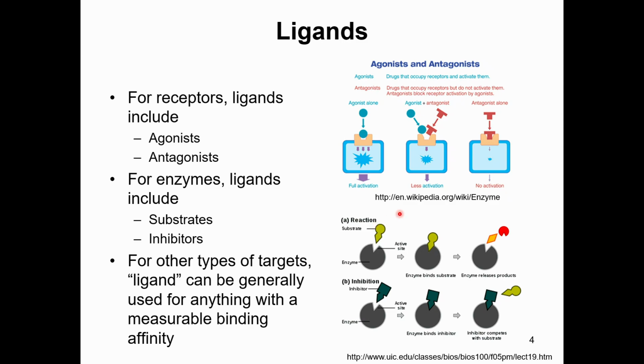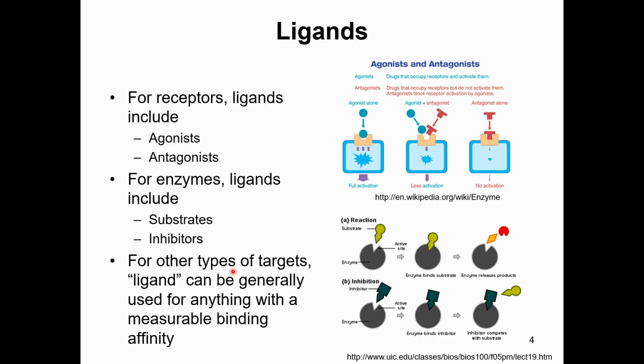Okay, so a little bit more about ligands. For receptors, ligands, the drugs are typically agonists or antagonists. They activate or they inhibit. For enzymes, we have substrates. That's the endogenous entity that that enzyme acts on. And then we have inhibitors, so we can inhibit enzymes. But basically, anything that we can measure an affinity for, we can use ligand target science to figure it out.